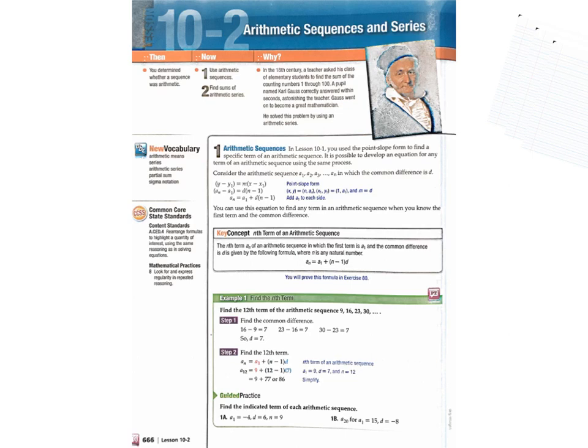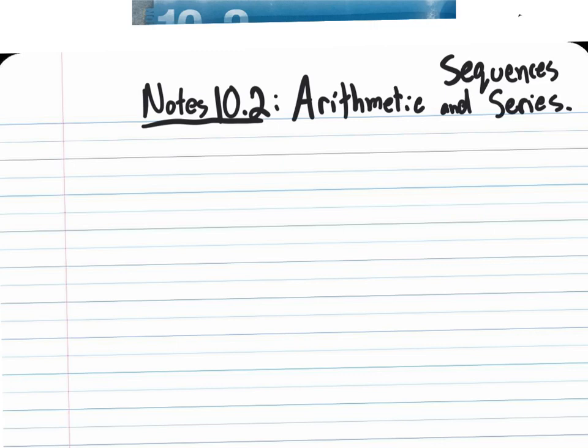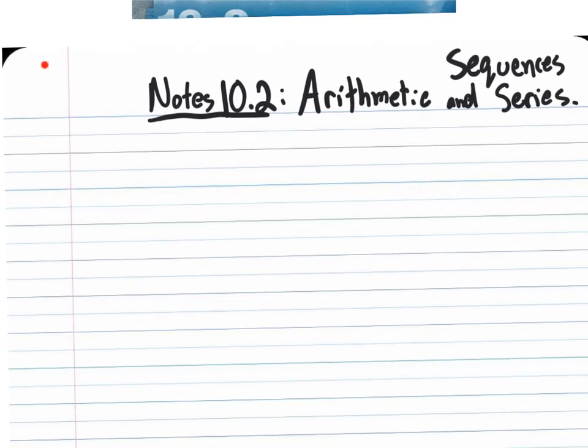Here's the first page of section 10.2. Let's get our notebooks out, and even before beginning this section, let's review. Let's put a title on here: 10.2 Arithmetic Sequences and Series. Please don't forget to put a date and day over here. And let's begin by reviewing.